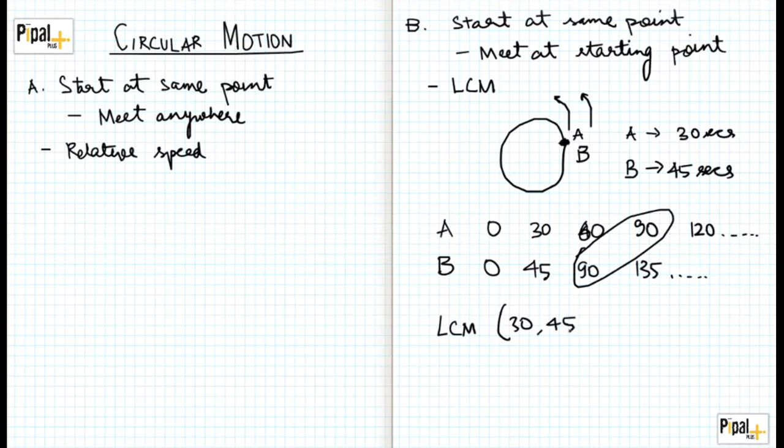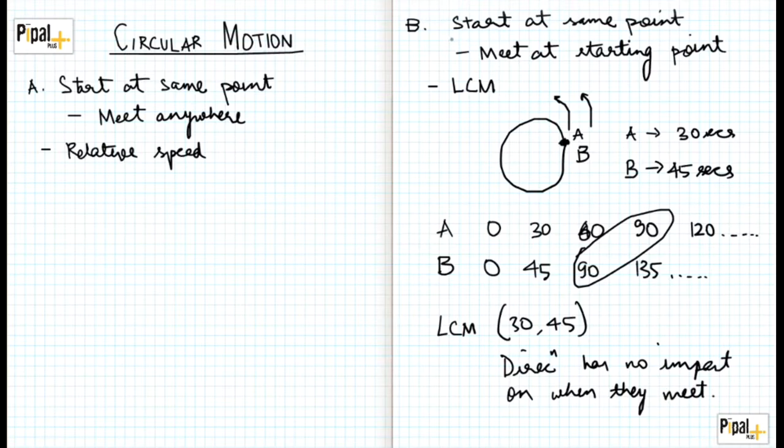Now you may notice that it does not matter whether they are both running in the same direction or in opposite directions, right? So the answer is always going to be the LCM of their respective times, right? Irrespective of which direction. So direction has no impact on the answer on when they meet, right?